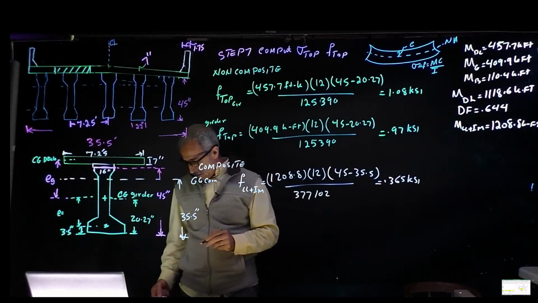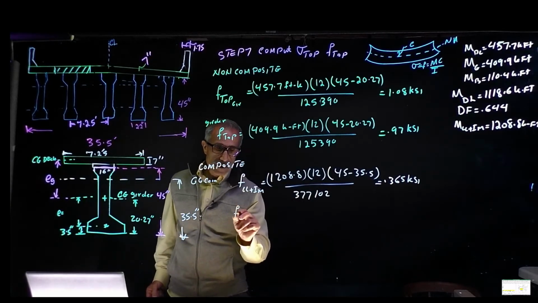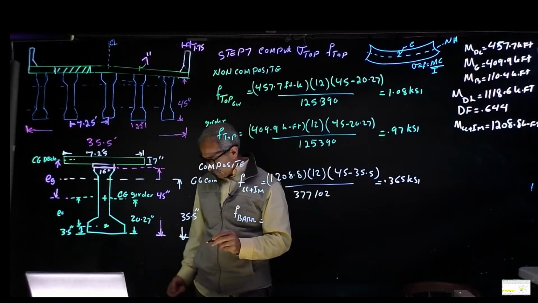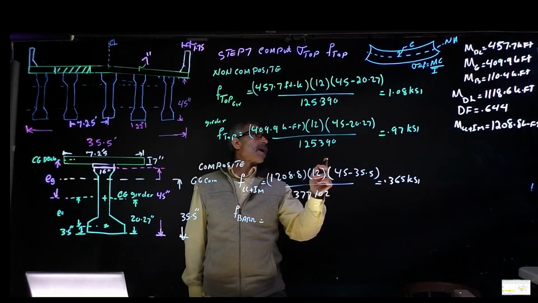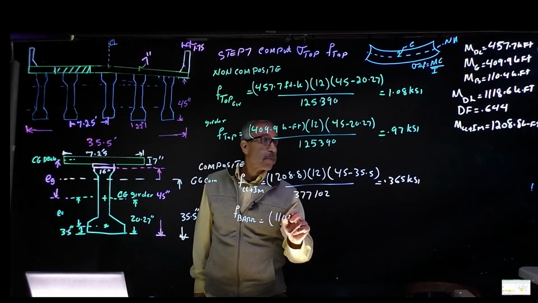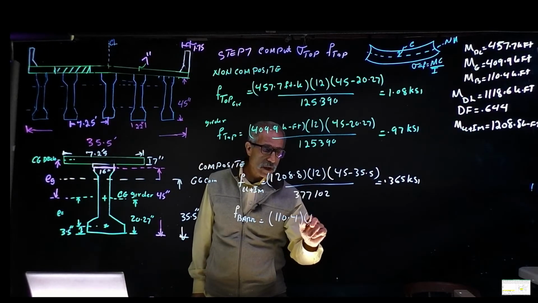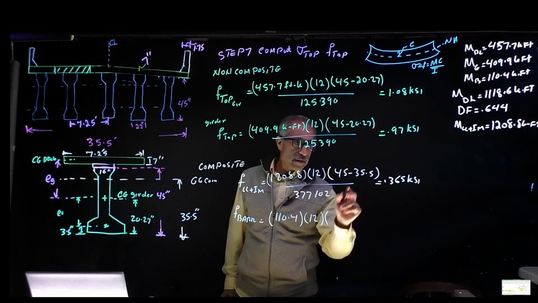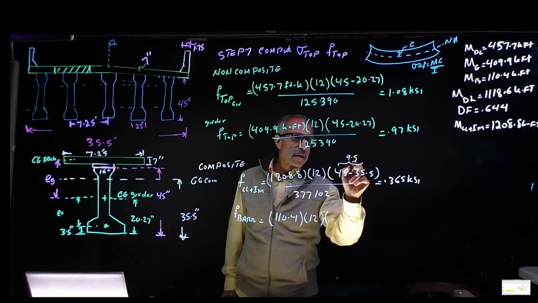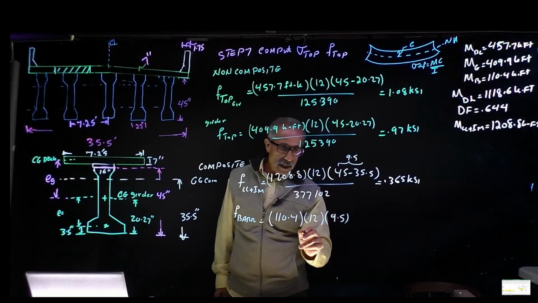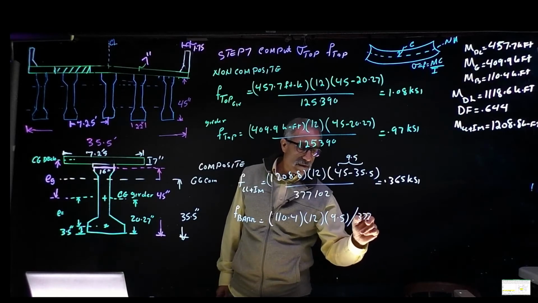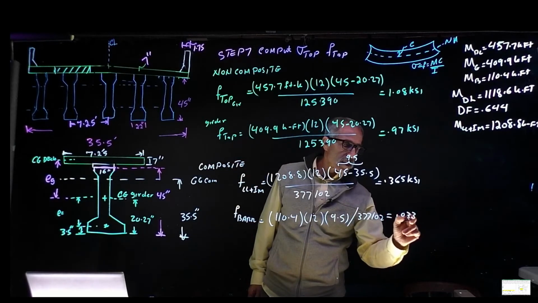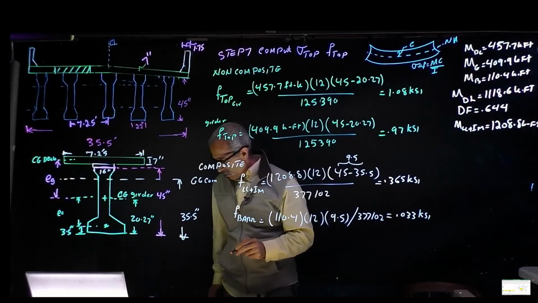And then we had one for the barrier, and that comes out to 110.4 times 12 times the distance, which is the same thing, 9.5. So that's where 9.5 comes from, and divide that by the same 377,102, and that will give me 0.033 KSI.